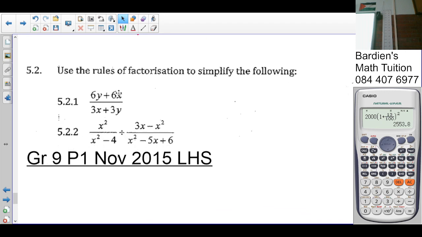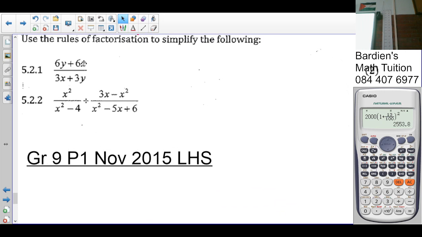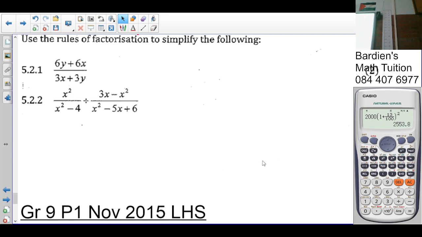Next, 5.2.1. Use the rules of factorization to simplify the following. What can happen in the numerator? 6 is a common factor. That will be it.